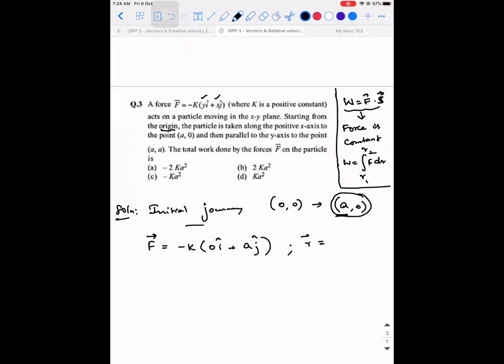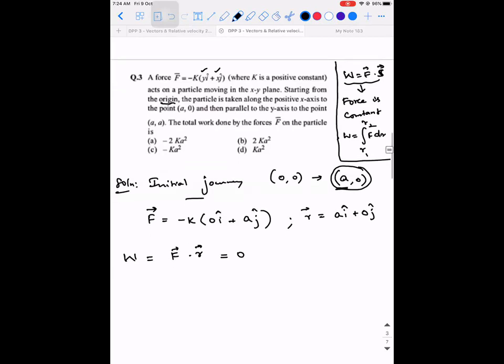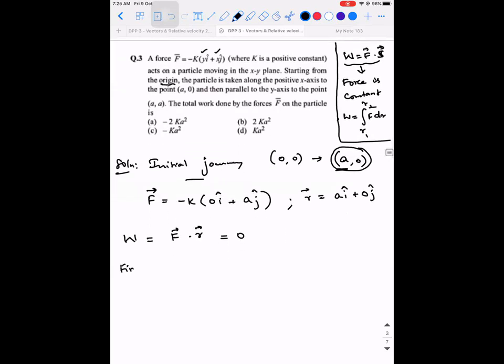What is the value of the r vector? The r vector is a i cap plus 0 j cap. So what is work done? Work done is equal to f vector dot r vector, so it will be minus k. In this case, you know how to do the dot product, and the answer is going to be 0. Everybody knows how to do the dot product, right? You need to multiply the coefficients of i cap and j cap respectively. Similarly, when you talk about the final journey, going from a, 0 to a, a, what will happen?